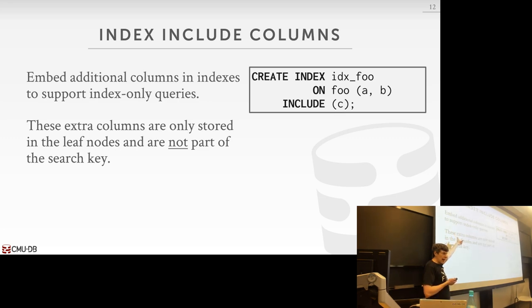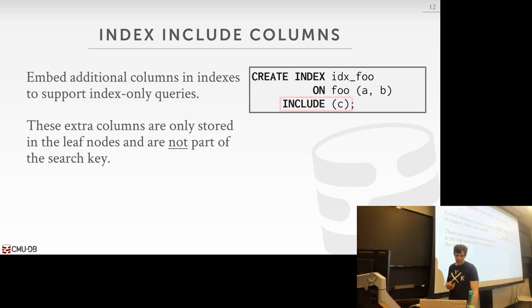So this is what the include columns allows you to do. Basically, an include column allows you to say, for all the keys that I'm storing in my leaf pages, my leaf nodes, also include these additional attributes. So in this case, I'm building an index on A and B. All the inner nodes only have keys A and B. And when I do lookups, I only examine A and B. But when I land in the leaf nodes, I can also get the C attribute value for every single entry in there.